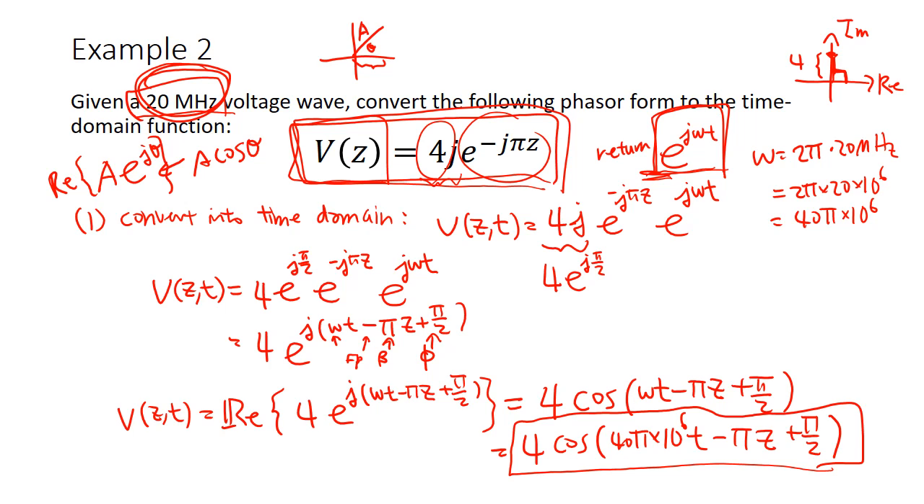And the second thing you should be able to do is, once you have something in a complex exponential form like this, to be able to get it back into a sinusoid form using the procedure that we outlined and demonstrated in this example.